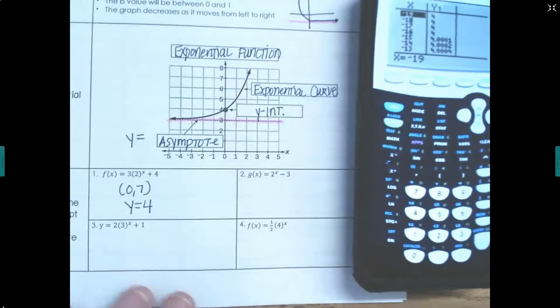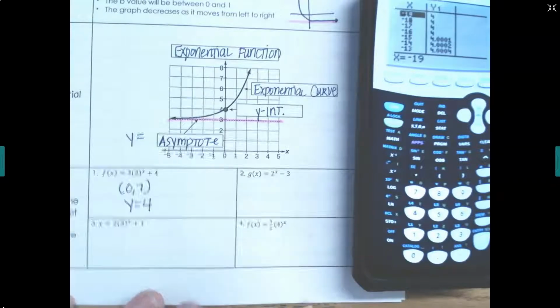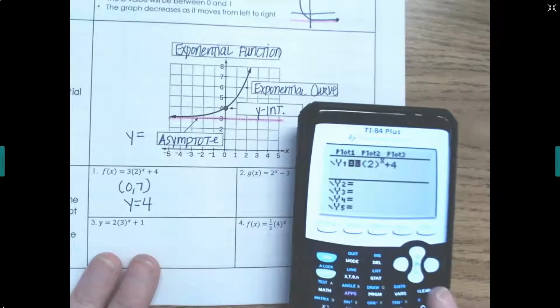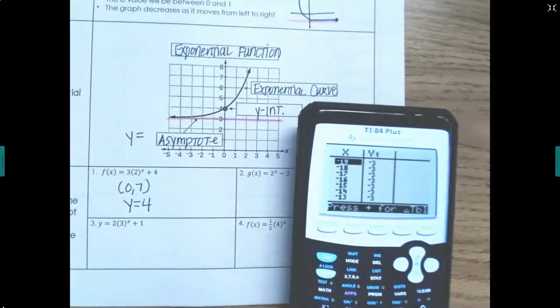So the second one I want to point out, remember I said sometimes a is 1 and they're not going to type it in. So b is right next to the exponent. So that 2 is actually a b. So that means the a value is 1, and it's really 1 times 2 to the x. They just don't type it. Okay, so we're going to put this into our calculator, go into y equals, clear out anything that's in there, put in 2 raised to the x, make sure you drop back down to the main level and put minus 3.